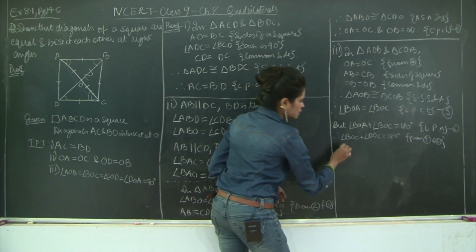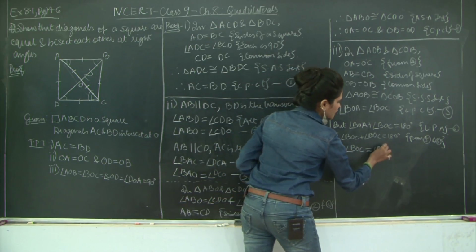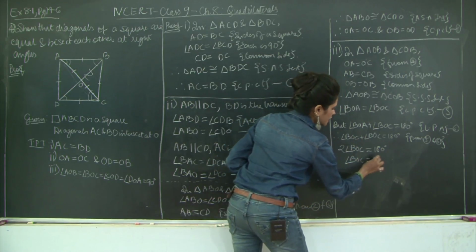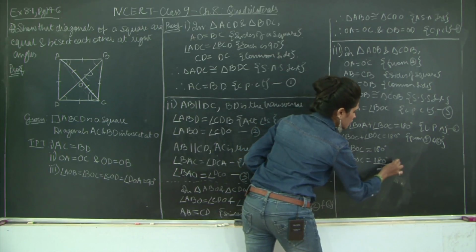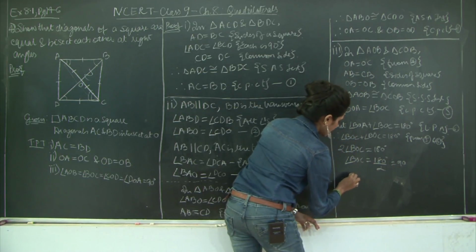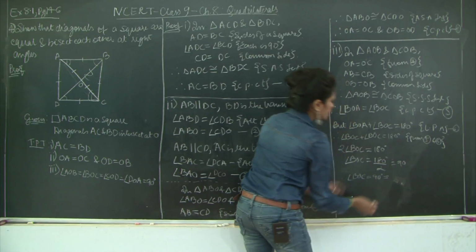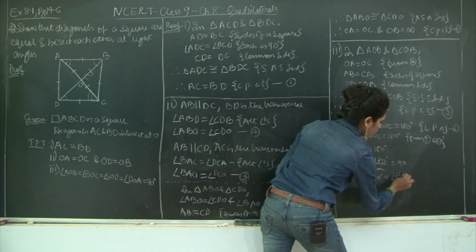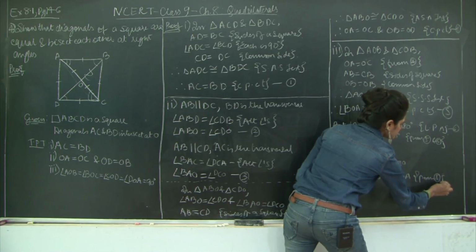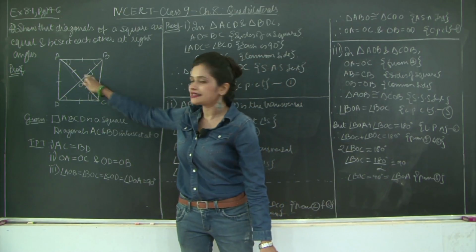So apple plus apple, 2 apples. So BOC plus BOC is 2 BOC, 2 angle BOC, which is 180 degrees. Let's get the 2 over here on the right hand side to divide 180 degrees, which would be equal to 90 degrees. So now, therefore, angle BOC is equal to 90 degrees, which is also equal to angle BOA, and I'll say from 5. Correct? So we have proved 2 of the angles as 90 degrees.